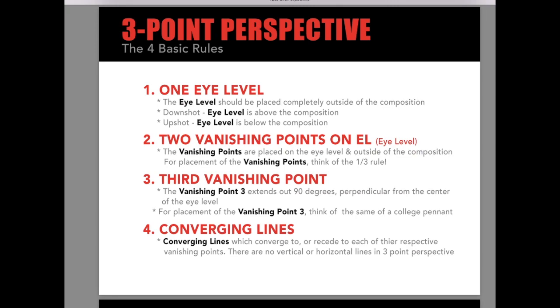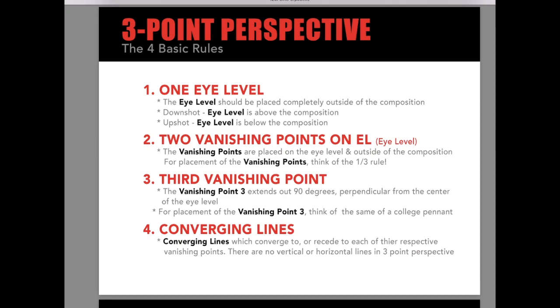The third vanishing point is a little trickier. It extends out 90 degrees perpendicular from the center of the eye level. For placement of the vanishing point 3, you can think of the shape of a college pennant, right? It's that triangle shape, kind of thin and long.